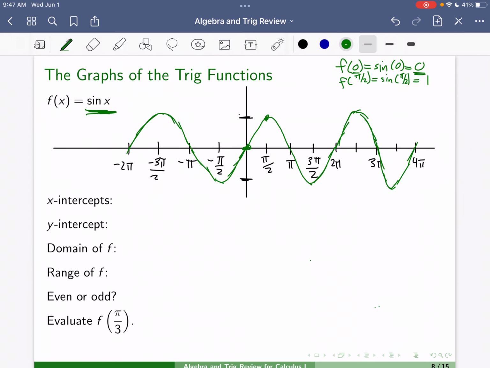So our x-intercepts, the places where we are going to intersect the x-axis, those are going to occur at every single multiple of pi, n pi, for n being an element of the integers.